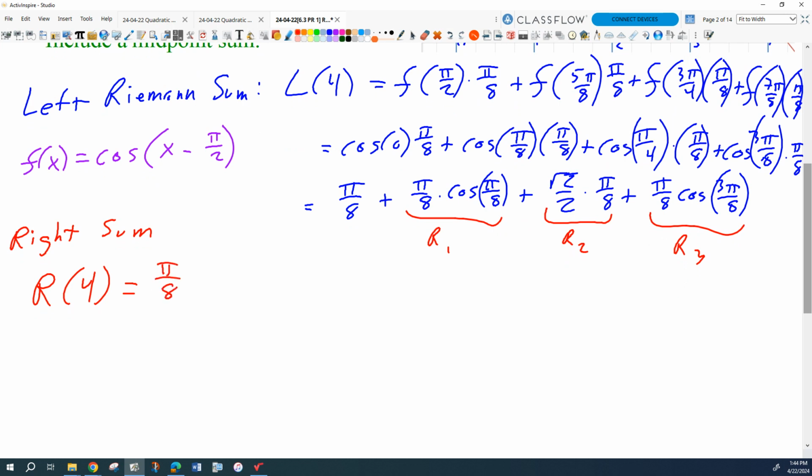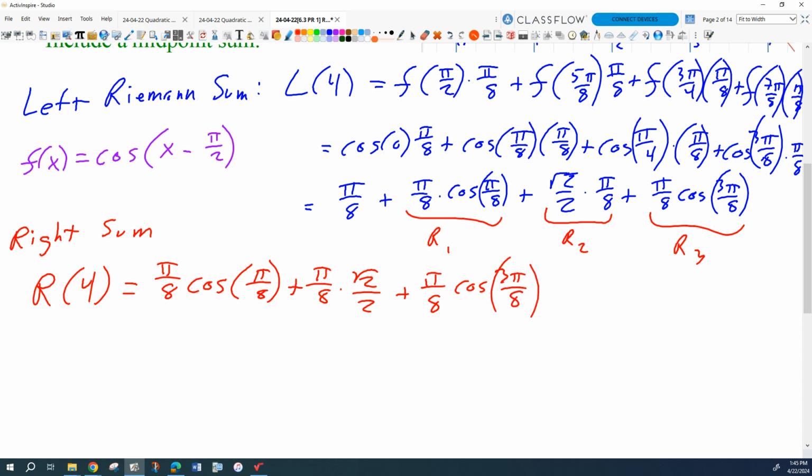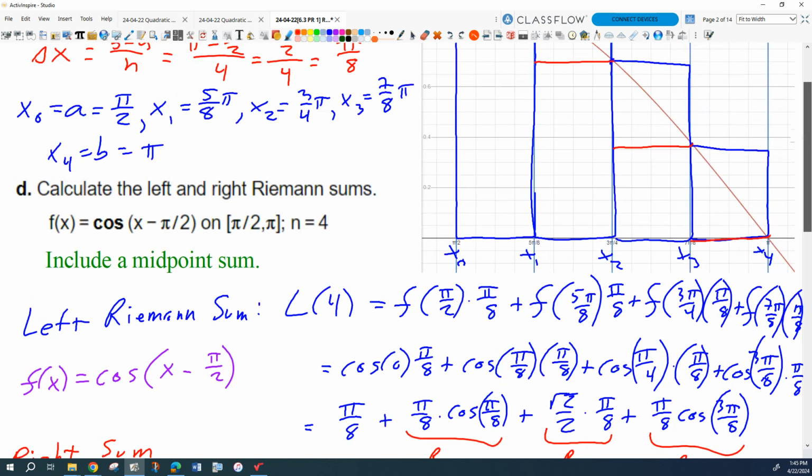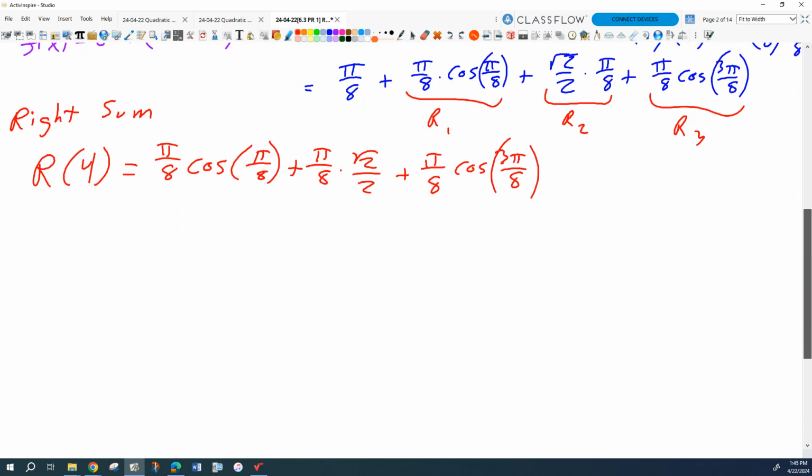Okay. So we would just get that, that would be it. Pi eighths times cosine pi eighths plus pi eighths times square root of 2 over 2 plus pi eighths times cosine 3/8 pi.